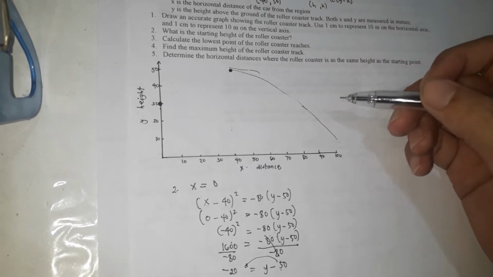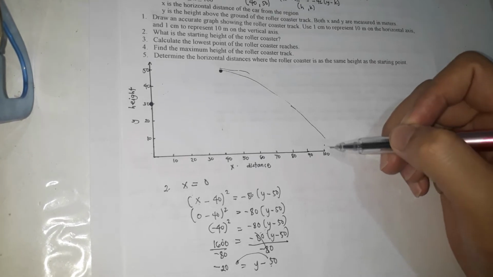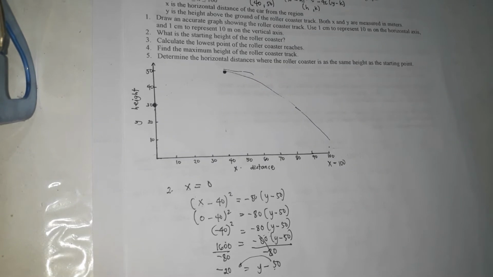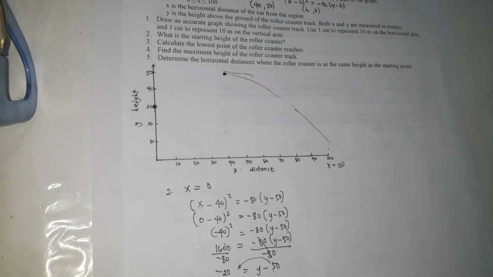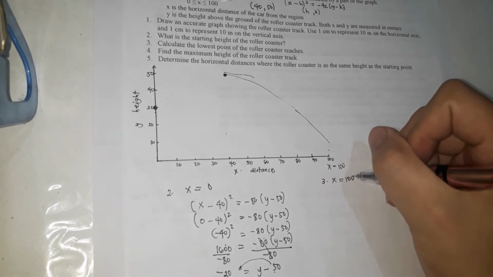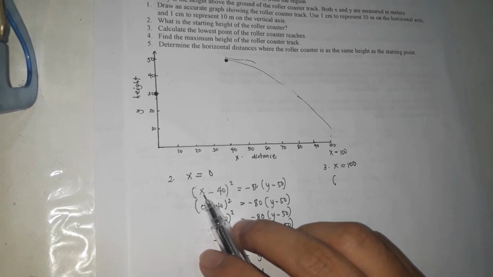This is not yet the final. So, the lowest point is on 100. So, the x there is 100. So, what's the lowest point? Yung pinakamababang height. So, number 3, x is equal to 100 now. So, dito, ang x na lang dito, palitan mo ng 100.